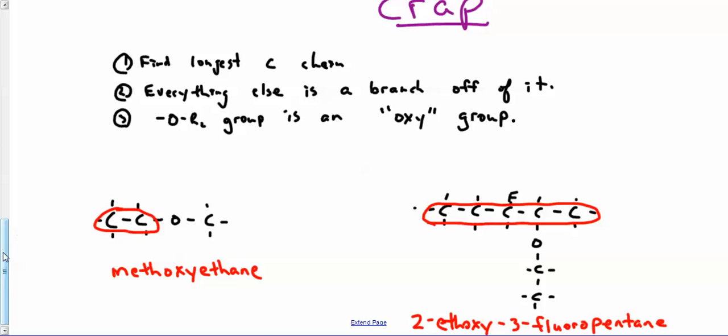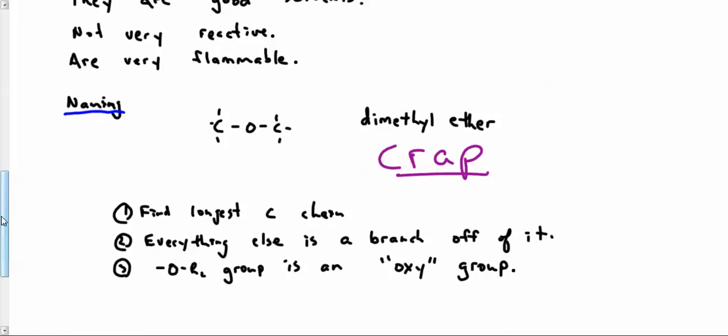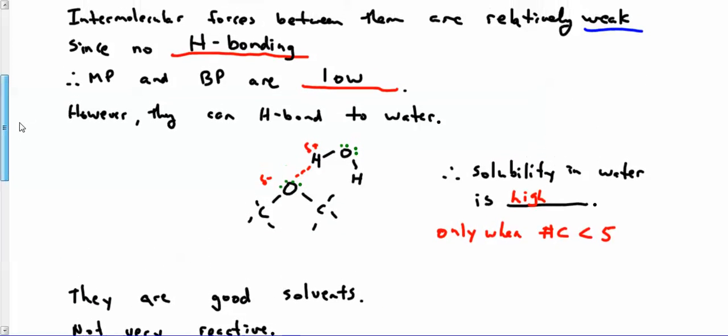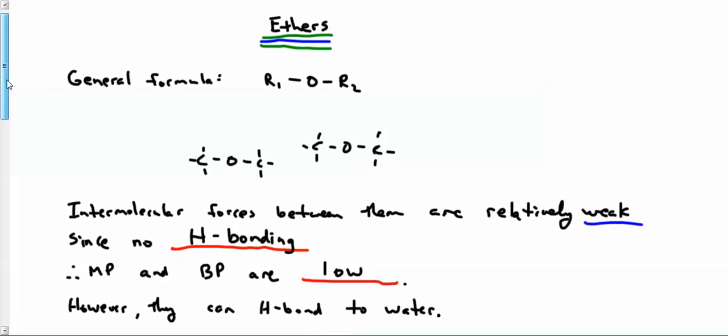So there's not much to know here. The naming, we're going to name these the smaller chain with the O as an oxy group off a longer one. We're never going to use that naming system. Here's a little bit about their physical properties. Relatively weak intermolecular forces, and there's their general formula.